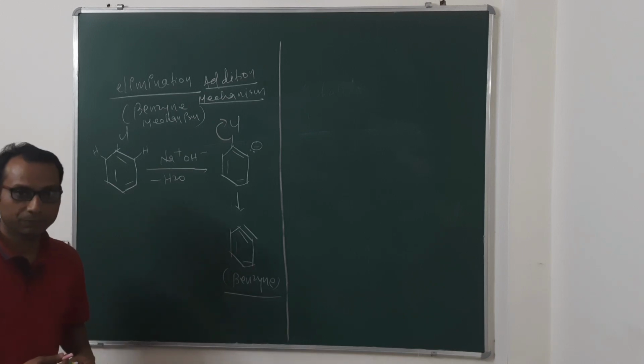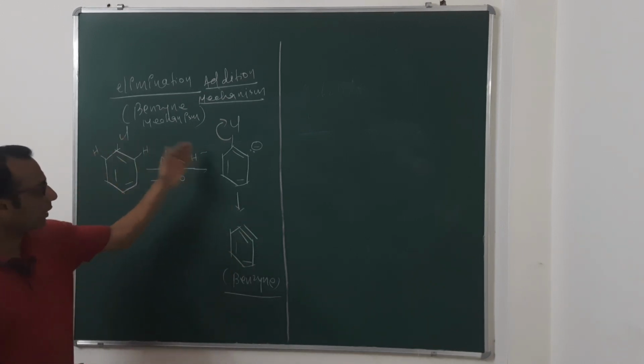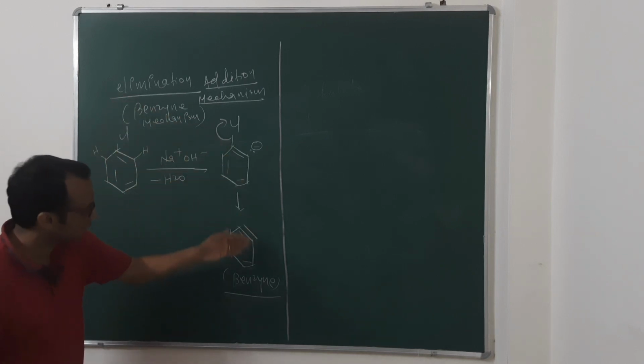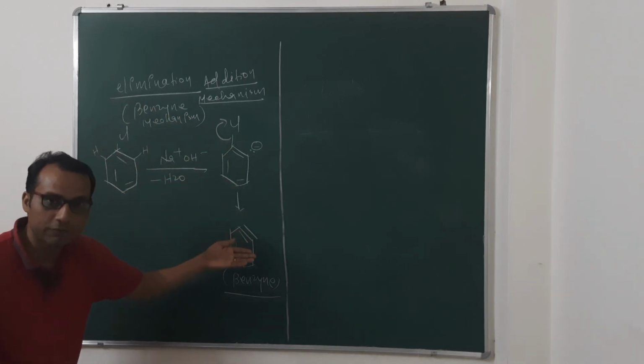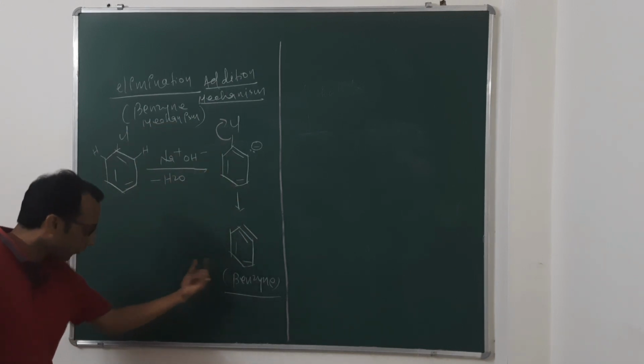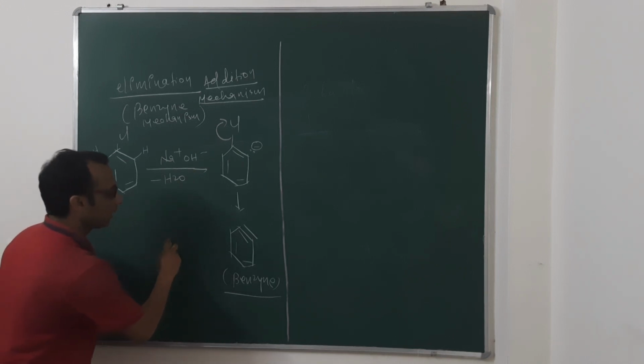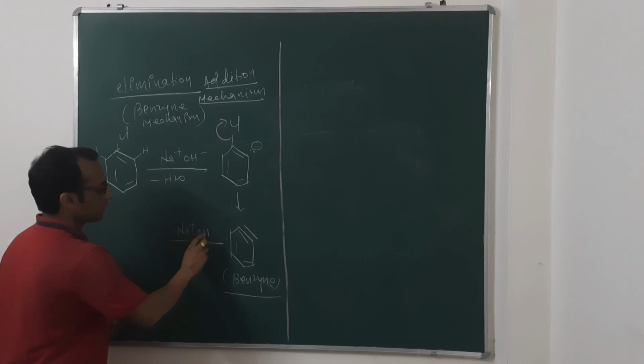Benzyne is highly unstable. So from the first step to this state, what step is this? This is the elimination step, because a bond is formed. Since a bond is formed, that is called the elimination step. Now from the next step, we are going for the addition step. So what will happen? Again we will take sodium hydroxide, Na plus OH minus.